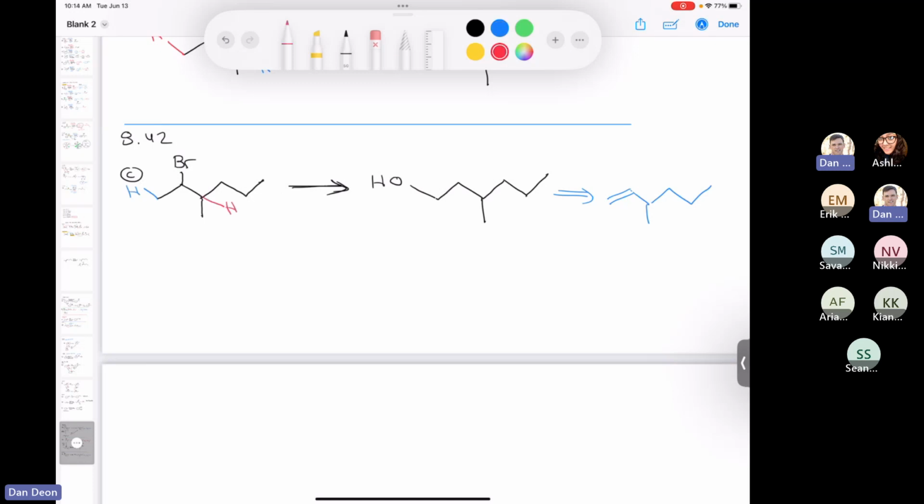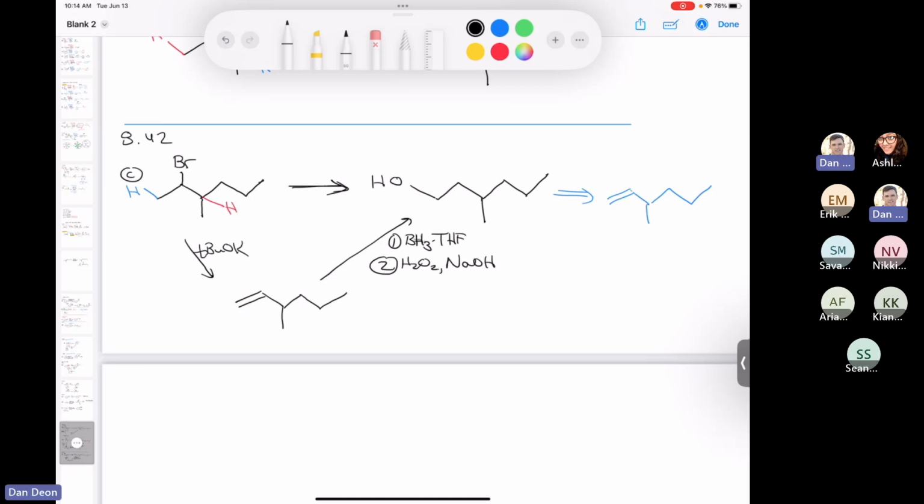So we've got this beta proton over here, and then we have this beta proton over here in red. If I want to pull off the beta proton in blue, what would I use, a hindered base or an unhindered base? It's going to be a hindered base, isn't it? So I would use something like potassium t-butoxide, and that's going to give me the alkene that I want. And then to do the anti-Markovnikov addition of water, I'm going to use borane, THF, followed by hydrogen peroxide and sodium hydroxide. All right, so that's C.